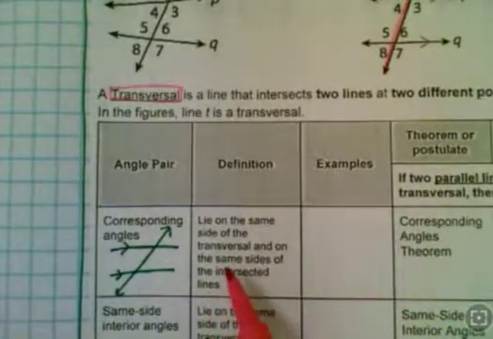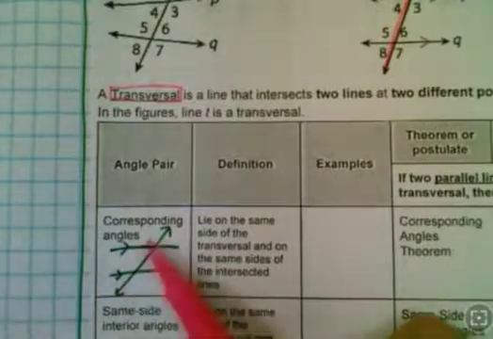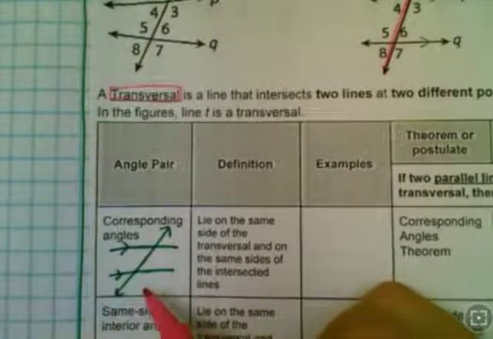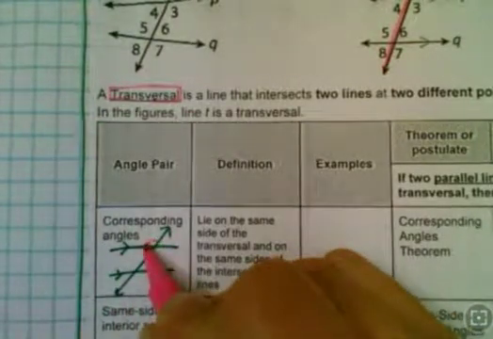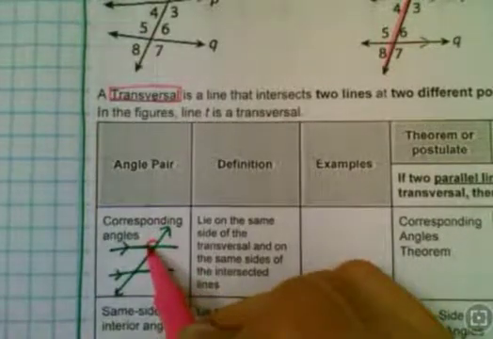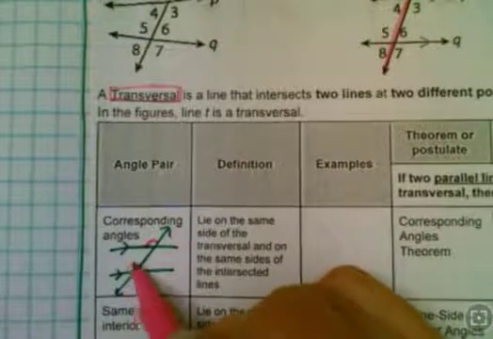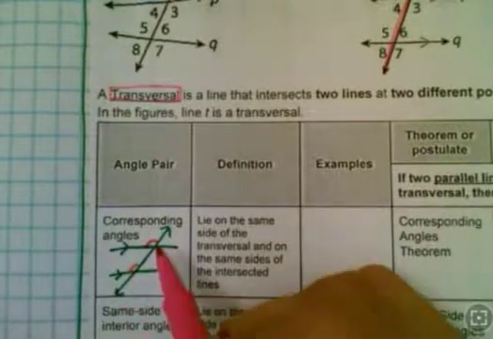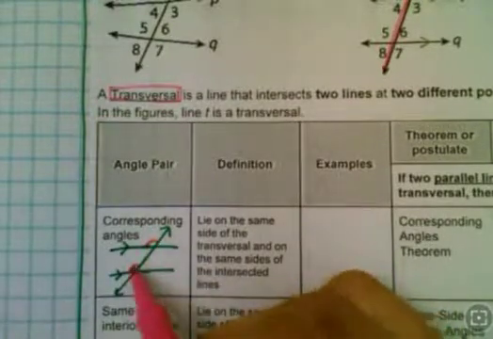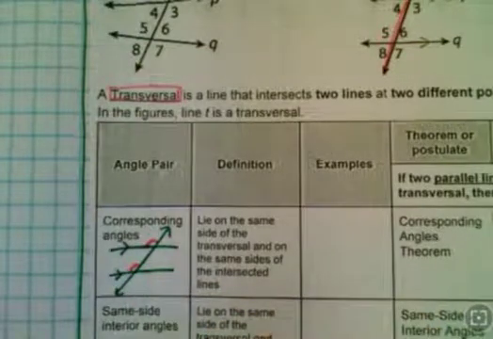So same side of the transversal in this case would mean like they're both on the left side or they're both on the right side, but they're also on the same side of the intersected lines. So that means they're both above the intersected lines or below each intersected line. So we're just going to show one example. That angle is corresponding to essentially its exact counterpart at the other intersection, which would be like the top left counterpart, right? So this angle is the top left angle in this intersection, and it's the top left angle in this intersection. And so those are called corresponding angles.